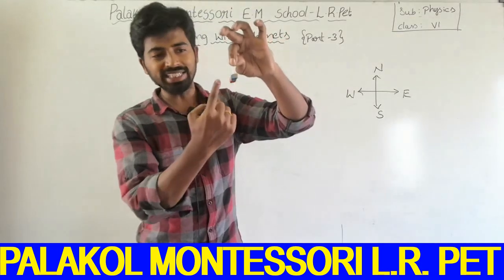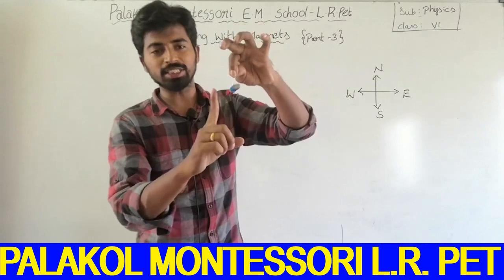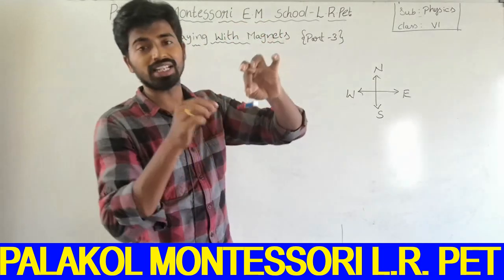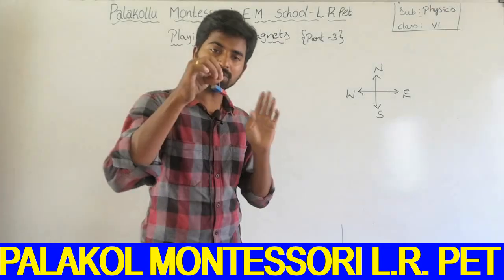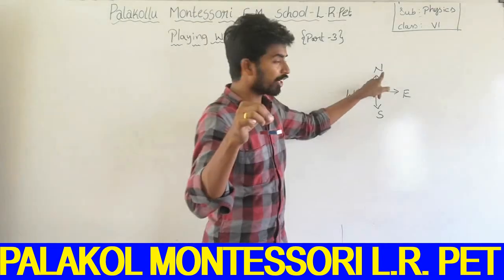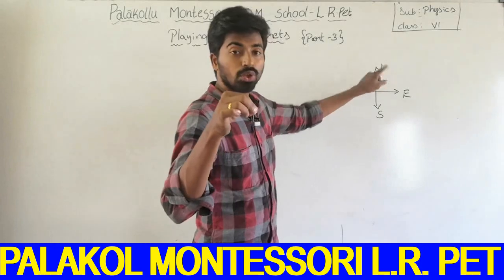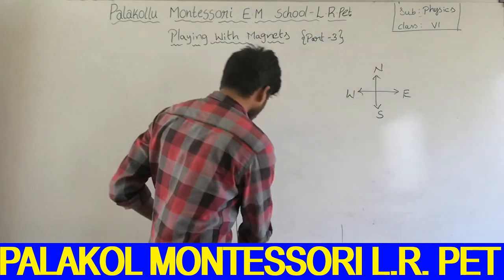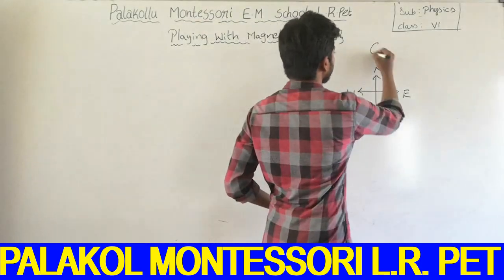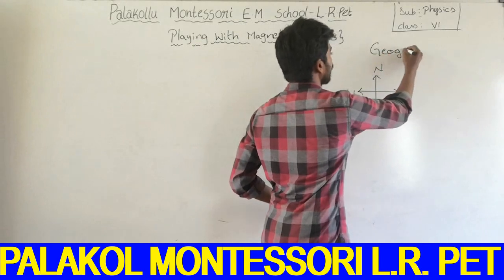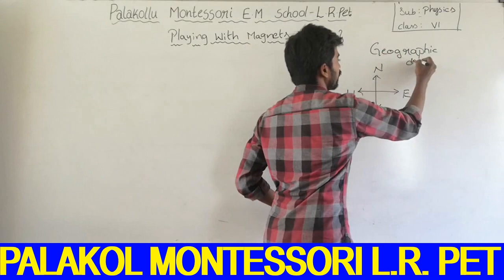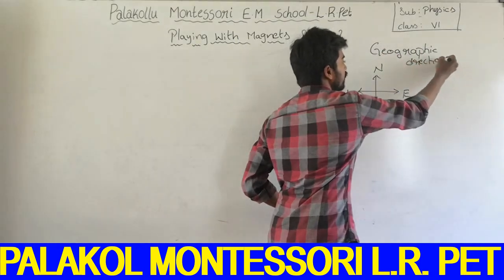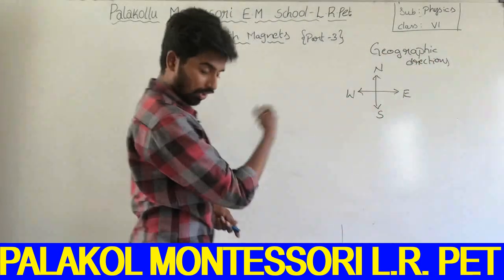How is the red colored region pointing? The red colored region is pointing towards the north direction. So, the north pole will always point towards geographic north. We will call these geographic directions. According to geographic directions, this side is north.